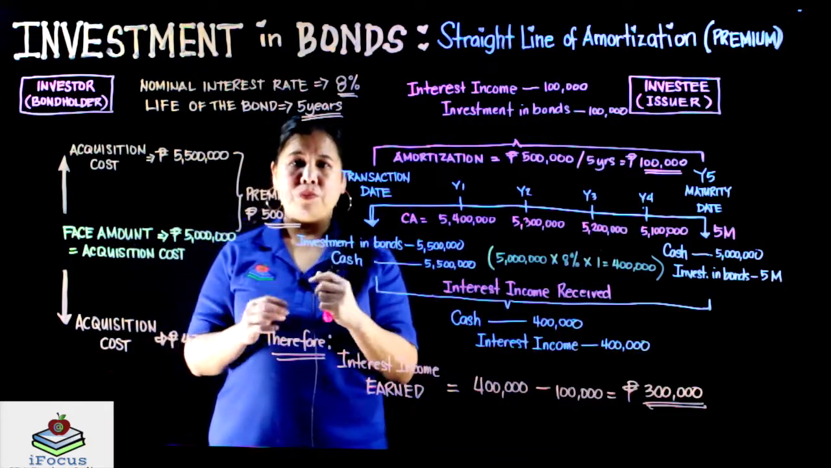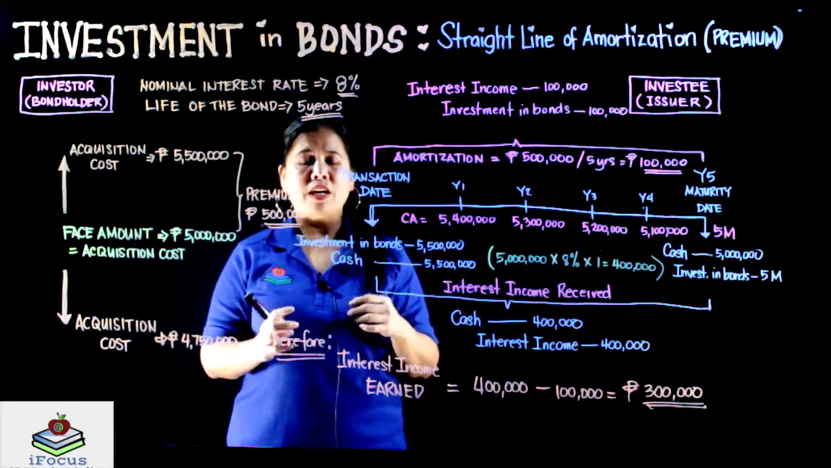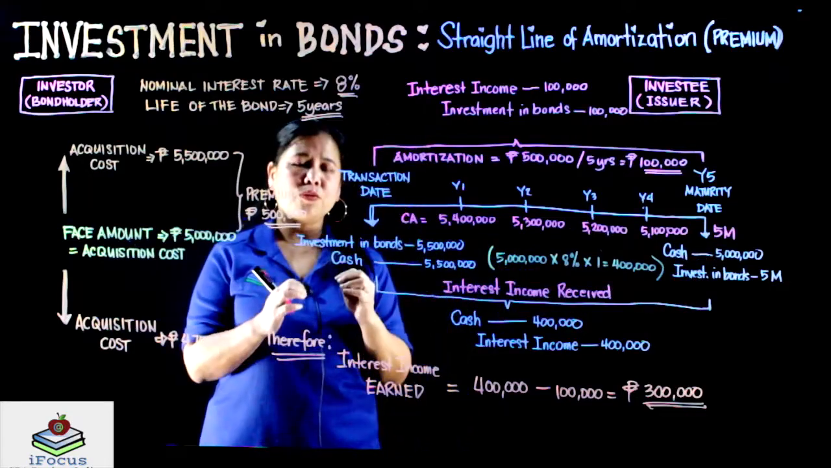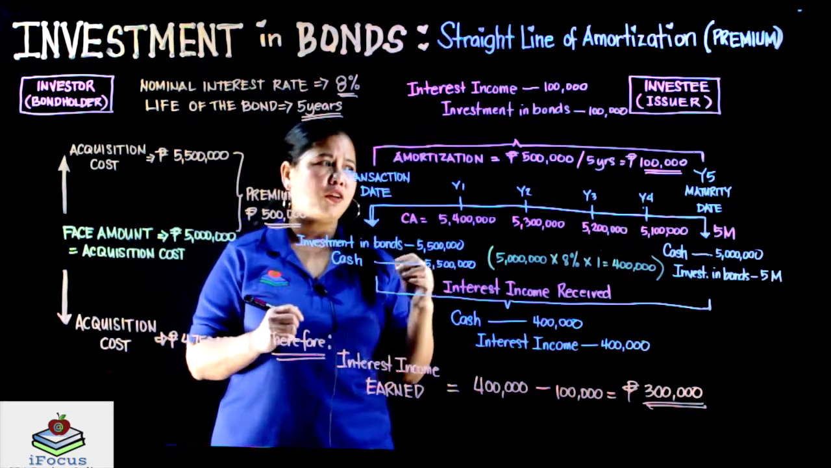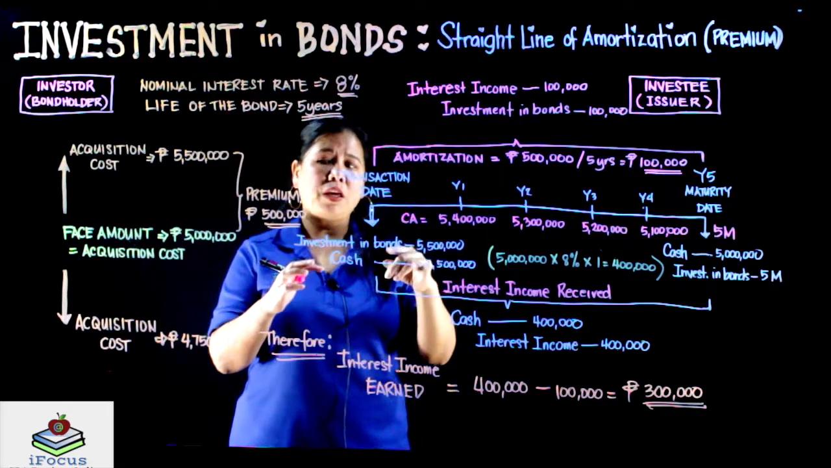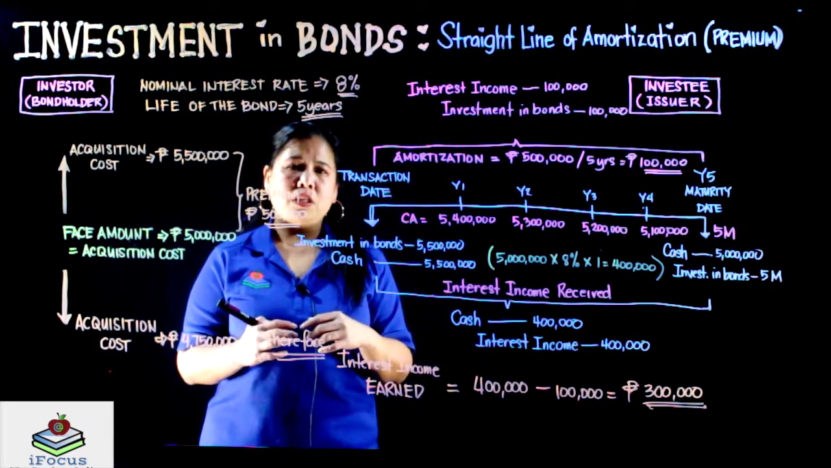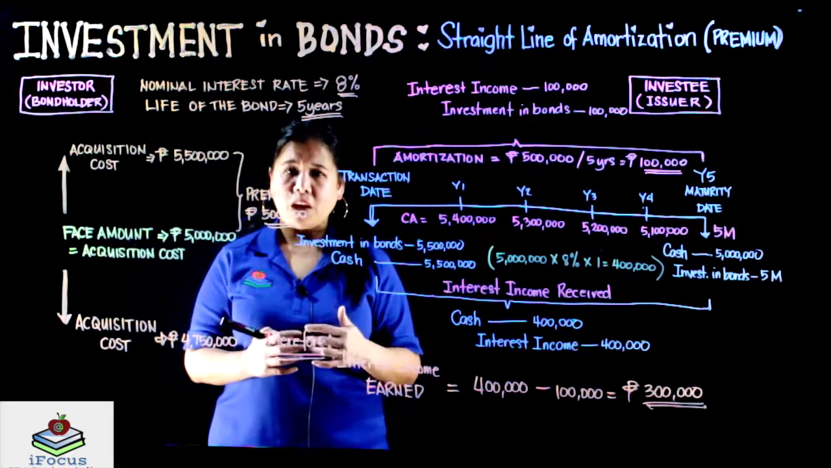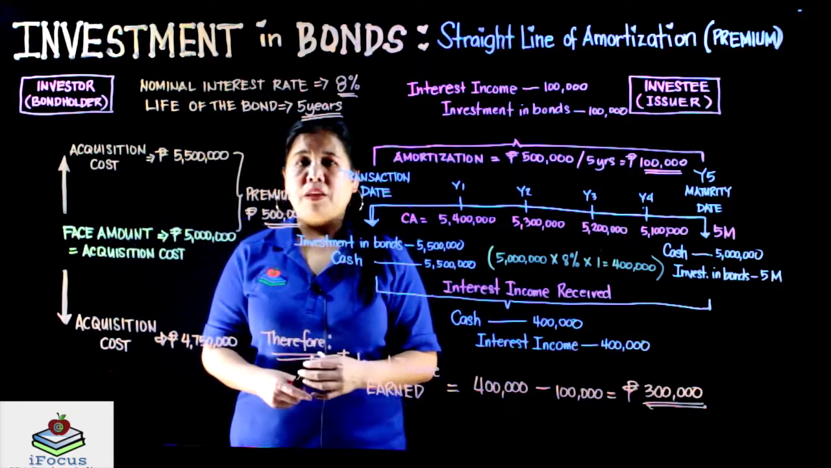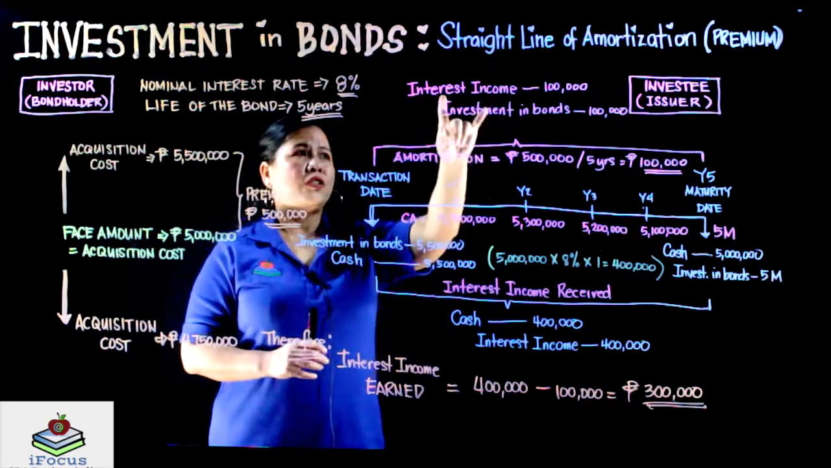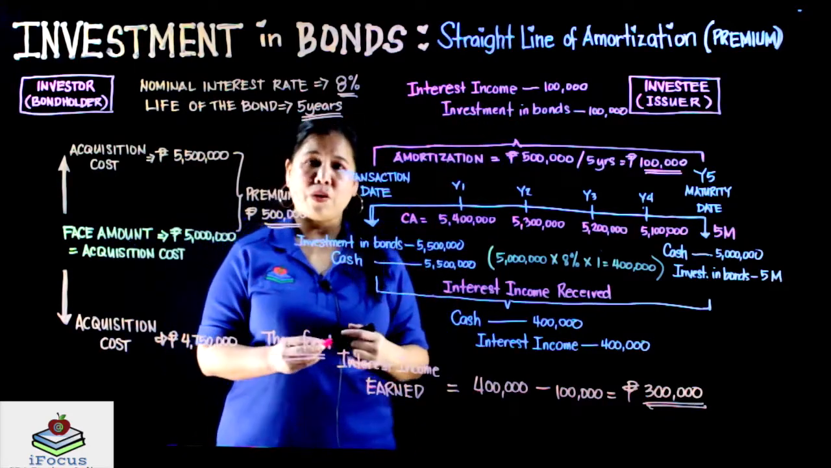So for the premium, we subtract it from the investment in bonds account. When the maturity date comes, the carrying amount of your investment in bonds will be equal to the face amount of the bonds. Upon receiving the face amount of the bonds, you simply debit the cash and credit the investment in bonds. This is how we amortize the premium using the straight line method of amortization.